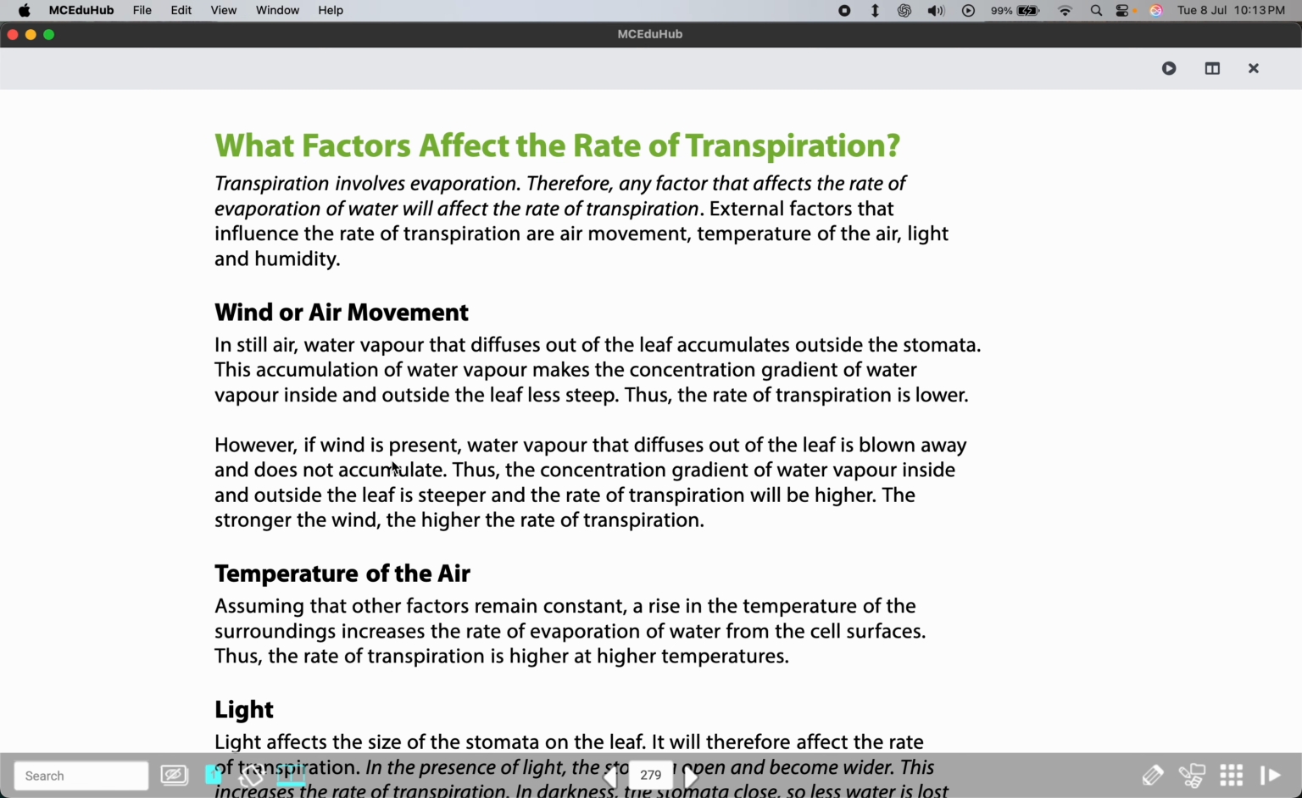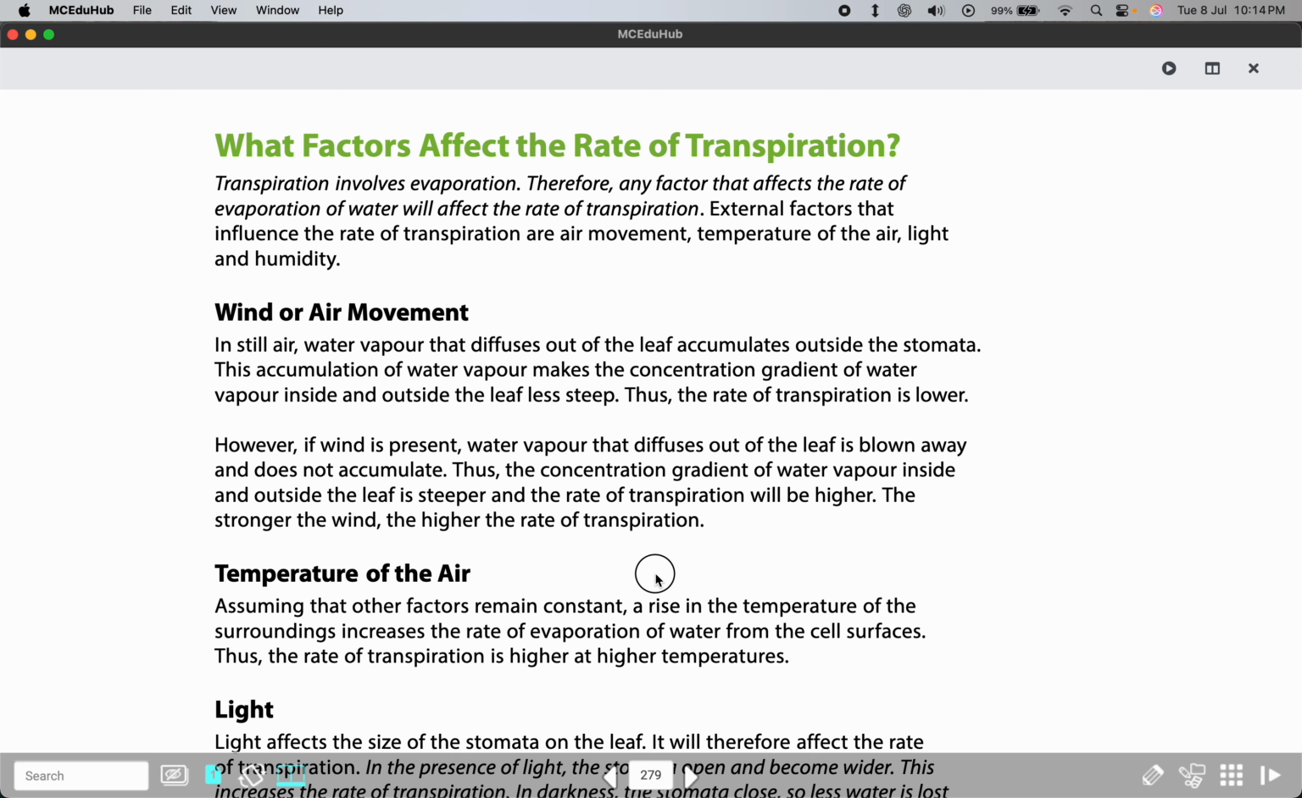But if wind is present, the water vapor that diffuses out of the leaf will be blown away and does not accumulate. Thus, the concentration gradient of water vapor inside and outside of the leaf will become steeper and the rate of transpiration will become higher. So the stronger the wind, the higher the rate of transpiration. You can think of it a bit like people standing outside a door. If you want to exit the door, you cannot move. But if the security guard comes and chases all these people away, then you can walk out of the door very easily.